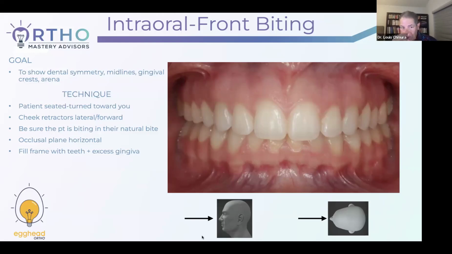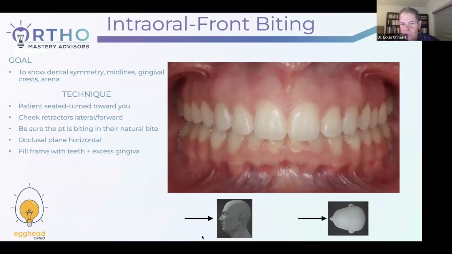And so when you have them use the lip stretchers, they put them in, most people will just pull them straight back. You can't do that. You have to have them in there, get a hold of the lips, pull them wide, and then pull them forward. That's what gets the lips off the gingiva. So make sure they're biting in their natural bite. Make sure that the horizontal plane is horizontal. The occlusal plane is horizontal.